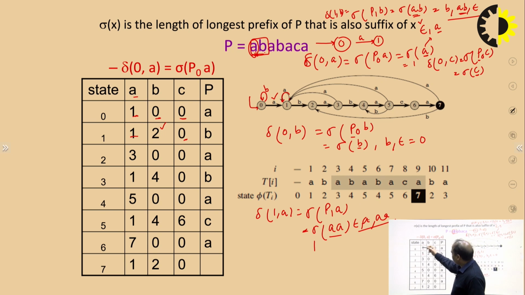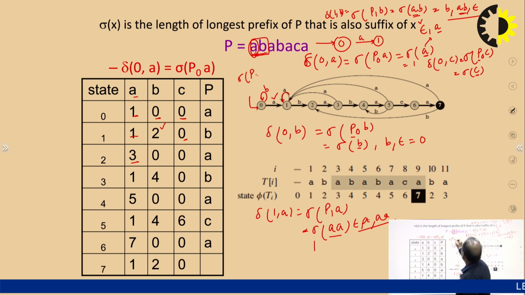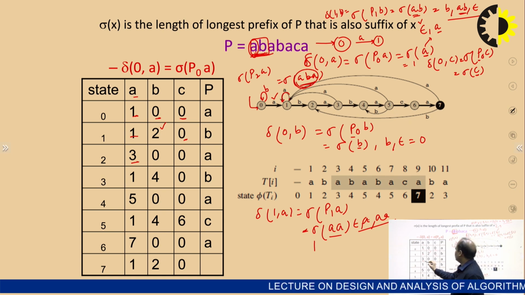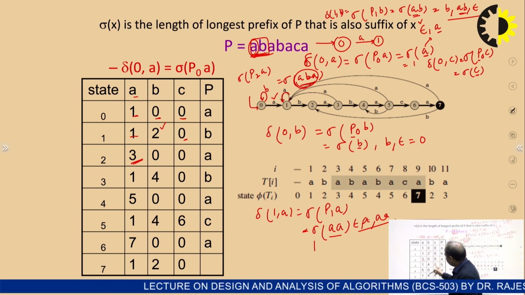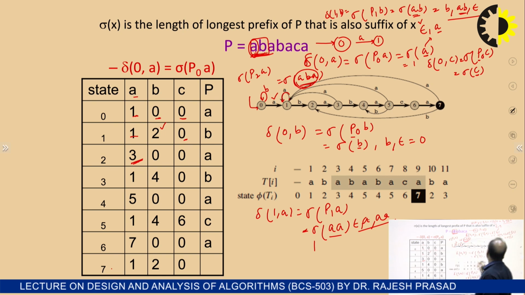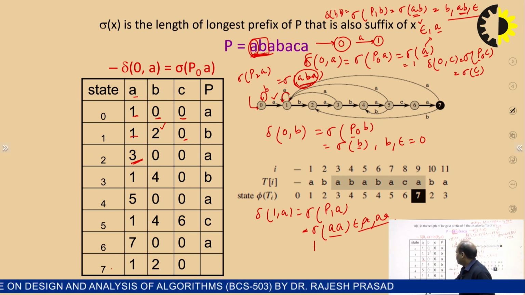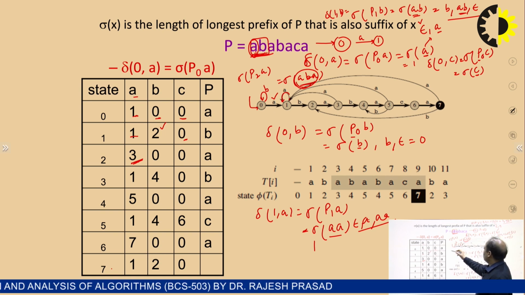So we compute sigma 2A. If you look at 2A, let's say P2 is A. So sigma P2A, that means sigma ABA. Of course this ABA completely matches with the prefix of the pattern, so its value is 3. In this similar fashion, we are going to compute this table up to 7. From 7, on A, you are getting 1 and then 2. So this table is being computed.